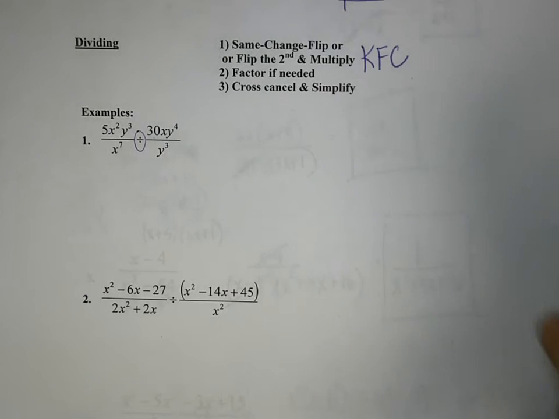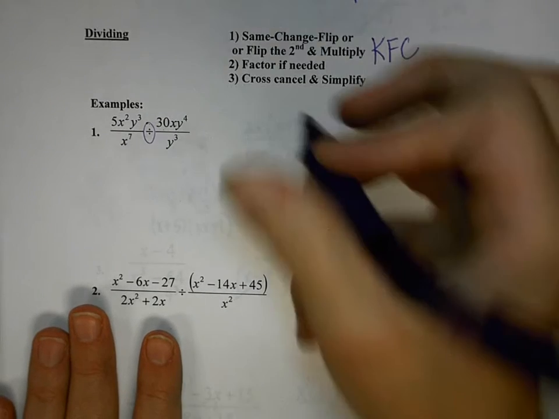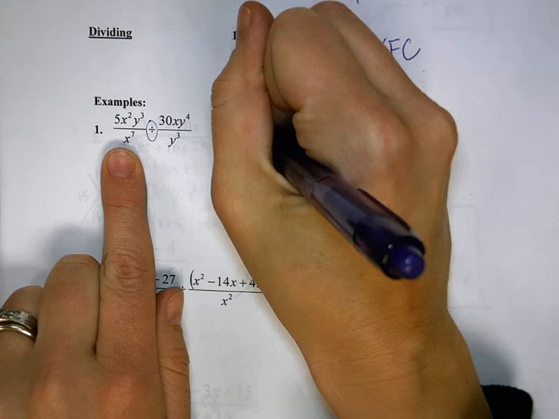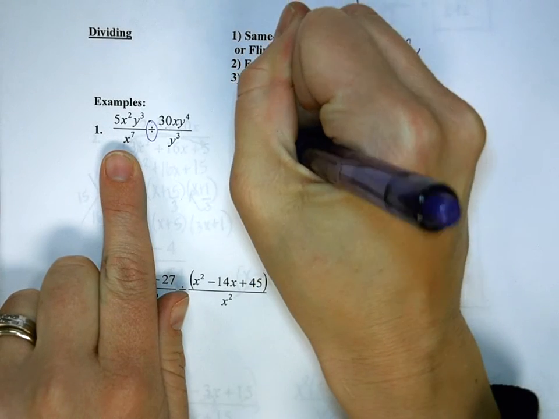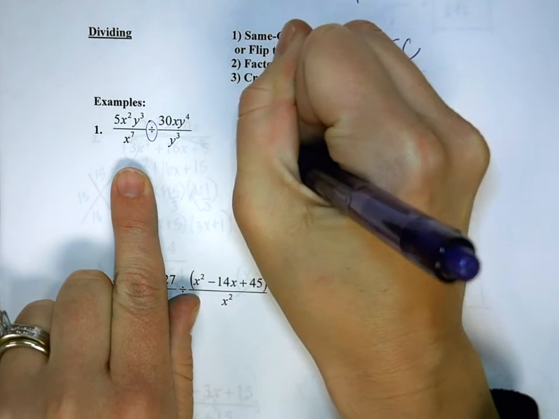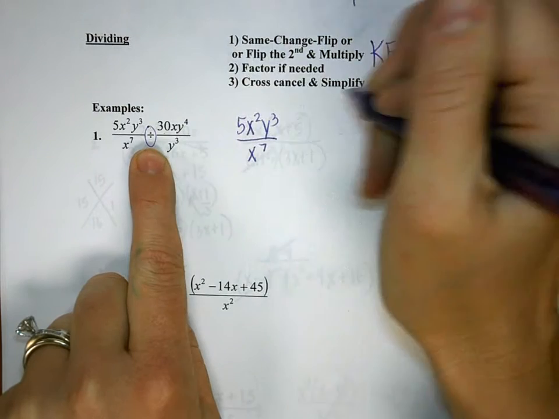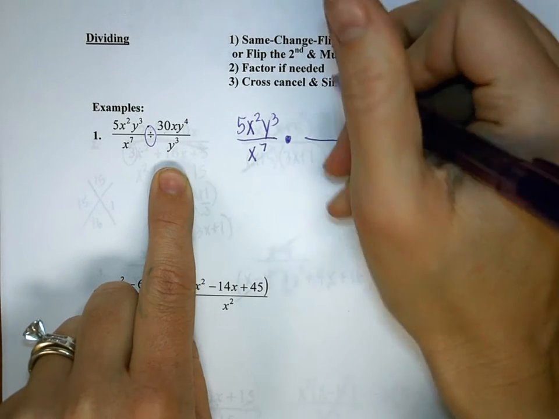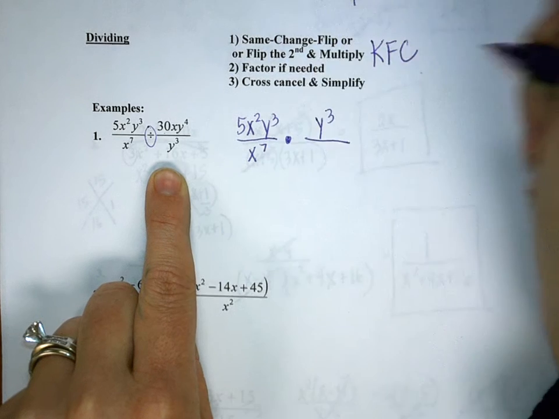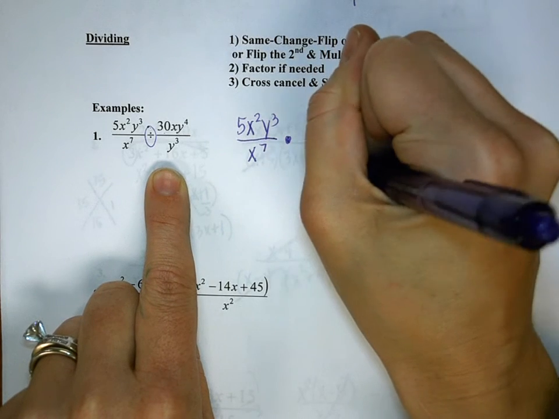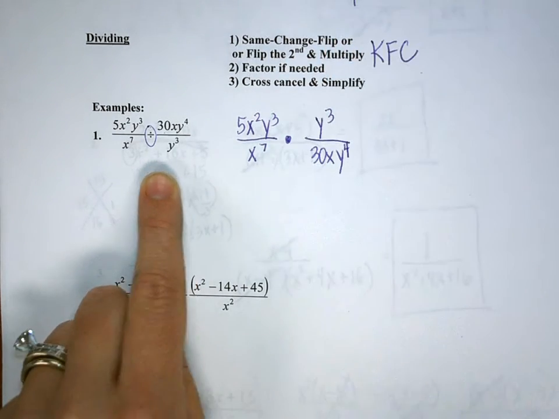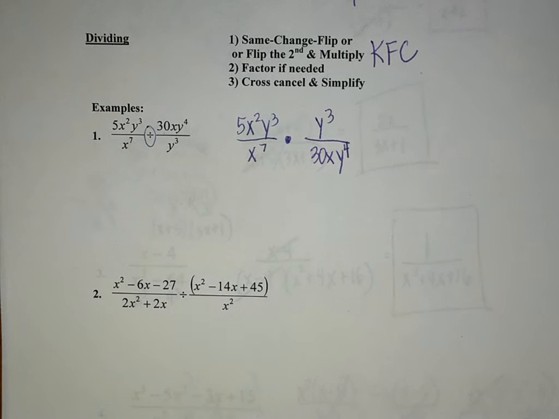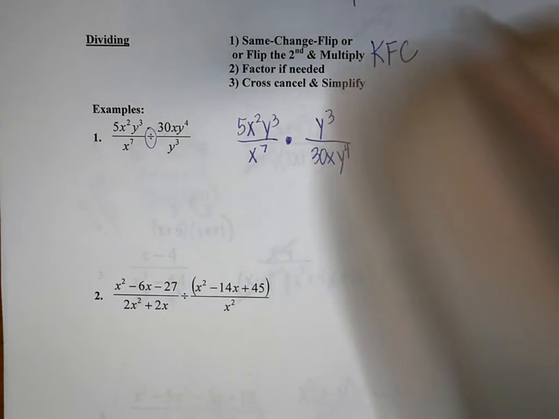So on this first example, if I rewrite the problem, the first one stays the same. We keep it the same. 5x squared, y cubed, all over x to the 7th. We change division to multiplication, and then we have to flip our second one. So I'm going to end up with y to the 3rd on the top and 30xy to the 4th in the denominator.